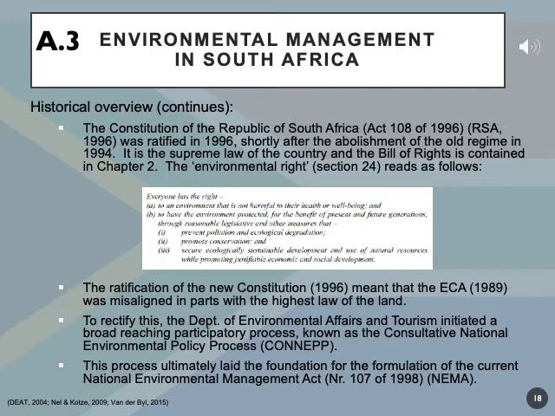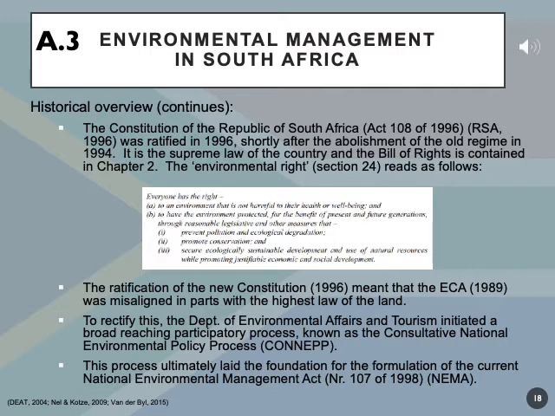Everyone has the right, A, to an environment that is not harmful to their health or well-being, and B, to have the environment protected for the benefit of present and future generations through reasonable legislative and other measures that I, prevent pollution and ecological degradation, II, promote conservation, and III, secure ecologically sustainable development and use of natural resources while promoting justifiable economic and social development. This is very key to the essence of environmental management.